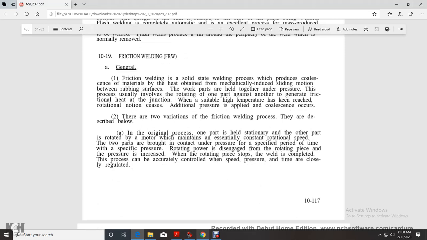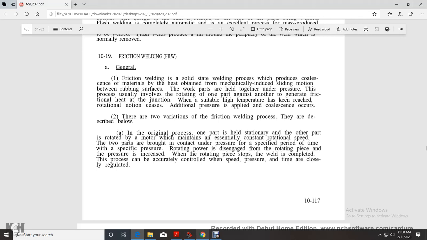Friction welding, FRW. Generally, friction welding is a solid state welding process that produces coalescence of the material with the heat obtained from mechanically induced sliding motion between the rubbing surfaces of the workpieces that are held together under pressure. This process usually involves rotating one part against another, generating friction heat, until a suitably high temperature for welding can be reached.